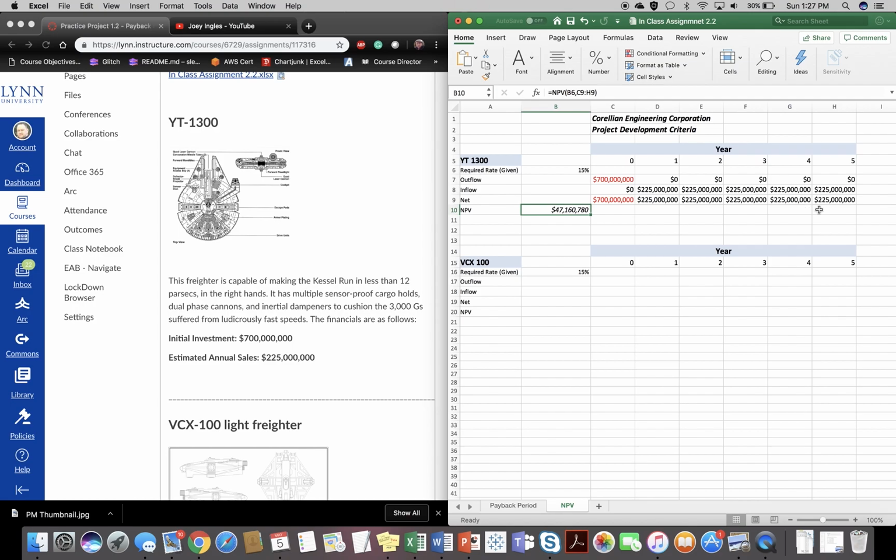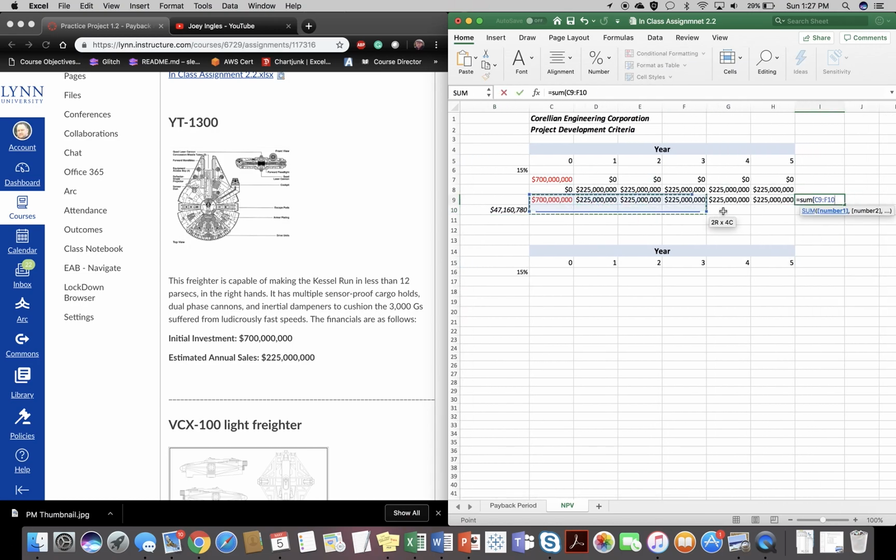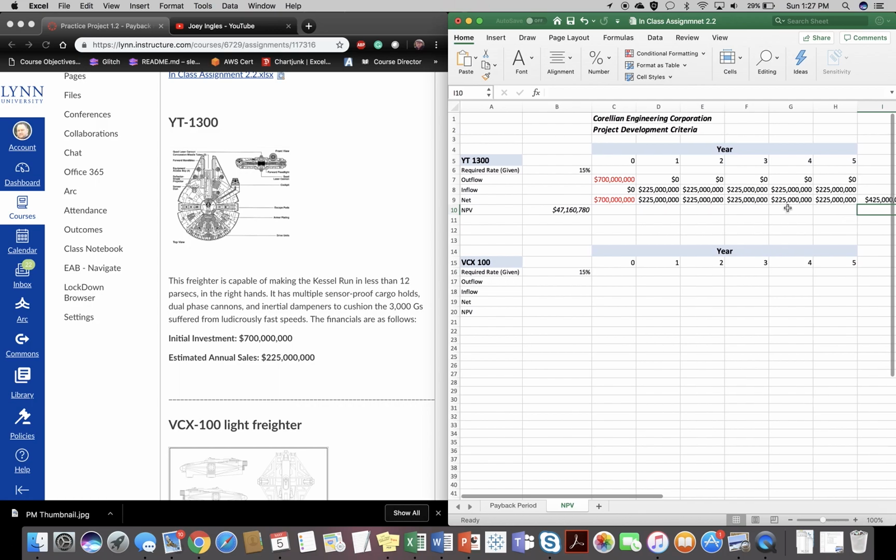So this stream of payments, if we were to total that, would come to well over $1 billion, but in today's dollars is worth only $47 million. So again, our net, or the sum of this payment, would be quite substantial: $425 million. But in today's dollars, it's only worth $47 million because we have to discount it by that 15%.